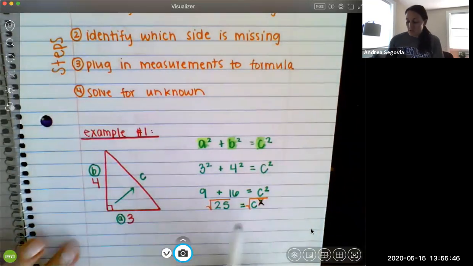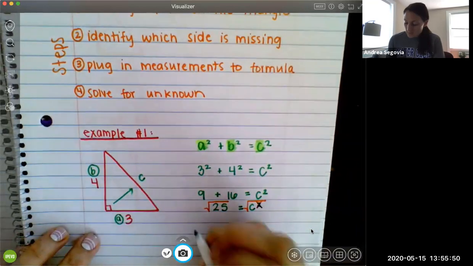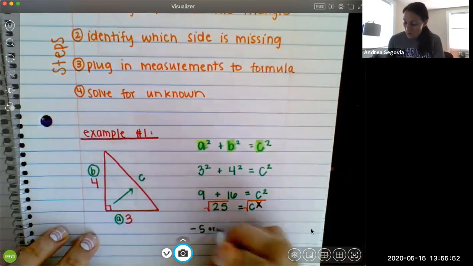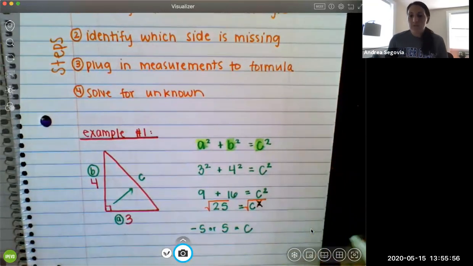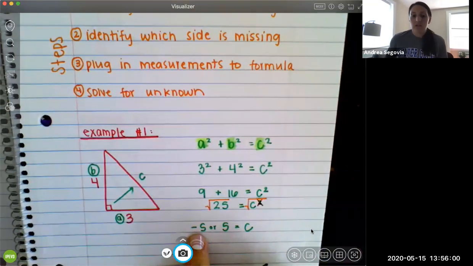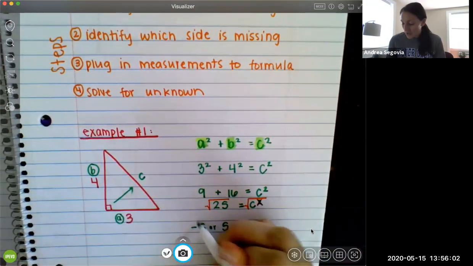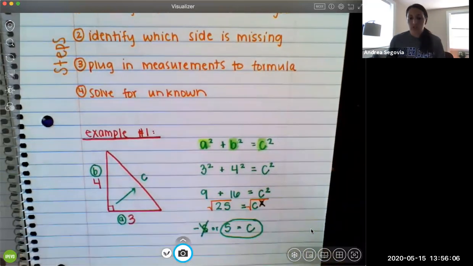What is the square root of 25? Well, remember, there's always two answers. It could be -5 or +5 equals c. But only one of these square roots is reasonable. Does it make sense to have a -5 measurement of a triangle? No. So we know that our correct answer is the positive square root, which is 5.